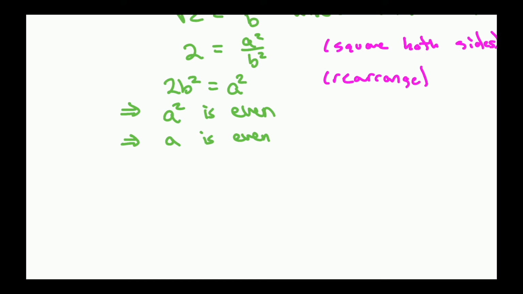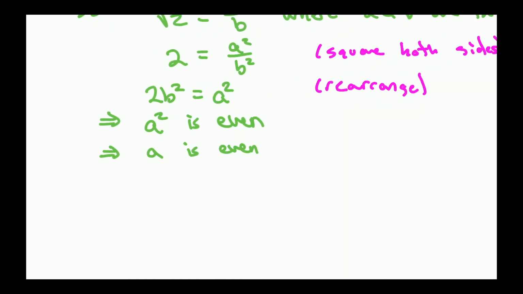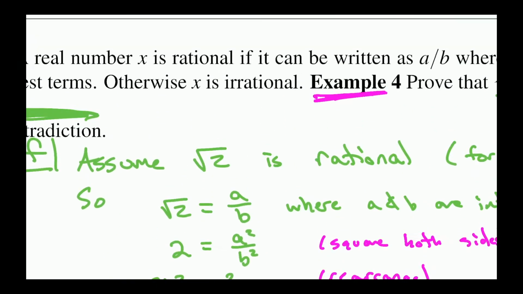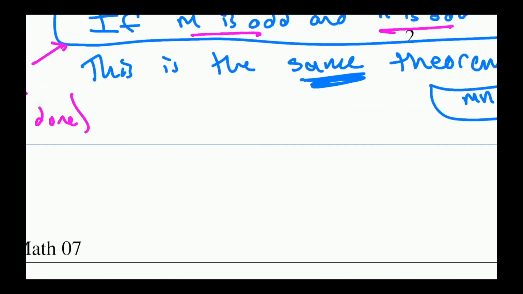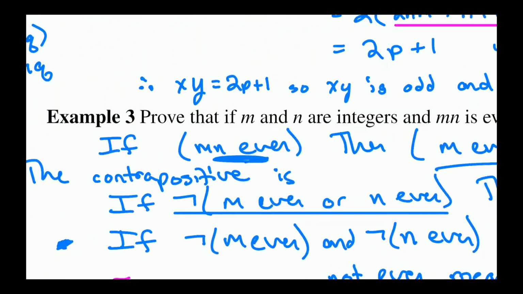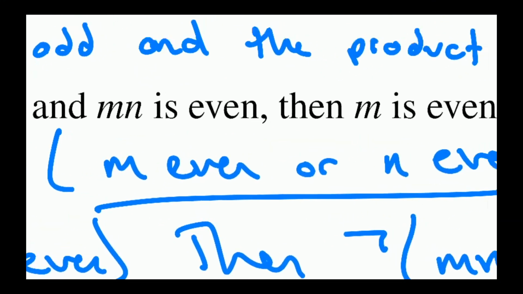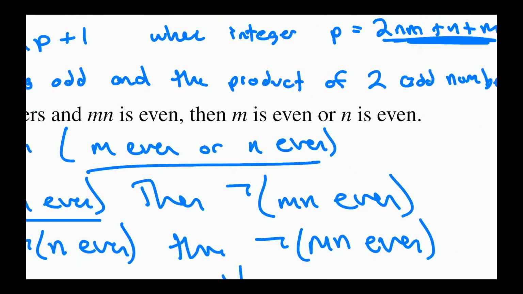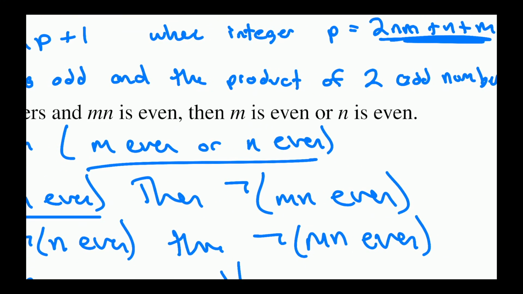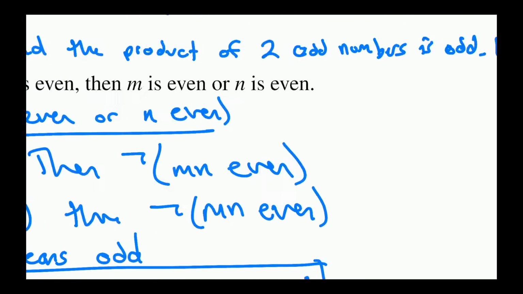But, you know, what we didn't use this property here. Did we actually, maybe we did prove this theorem. Maybe we proved this theorem here and we didn't even know it. Actually, I think we did. I think we did. Hold on. Let's look back at example three. Maybe I'm smarter than I think. Holy crap, look at that. We proved if mn is even, m is even or n is even.